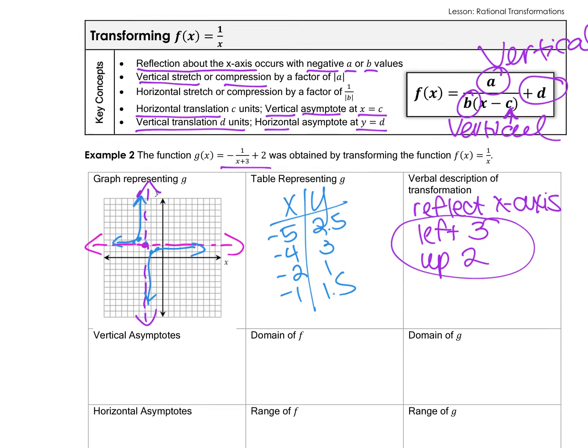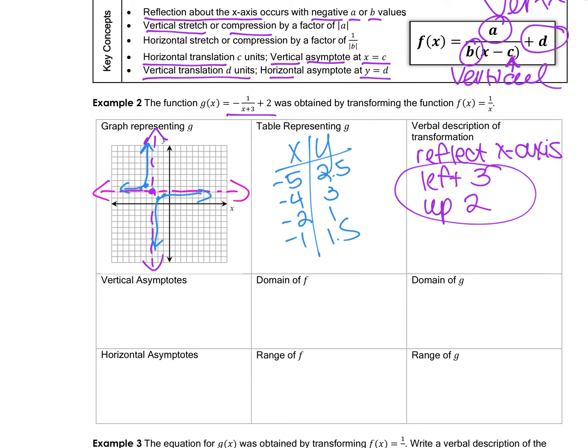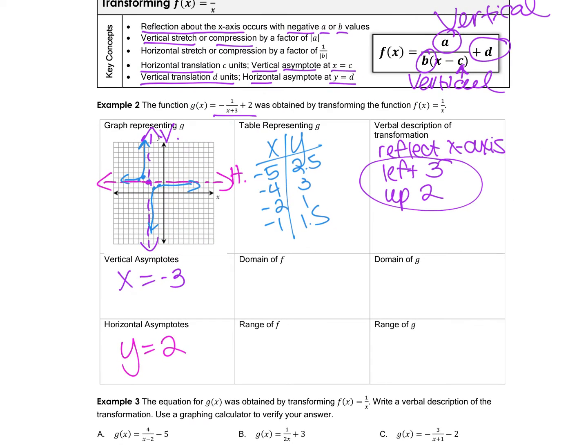Okay, so vertical asymptotes. Look at the vertical one. Remember it's always x equals; it crosses the x at -3. And then the horizontal one crosses the y at 2. Notice it corresponds with your shift. If it goes left, it's going to -3 on the x. If it goes up, it's going to +2 on the y. So that will help you also with your asymptotes.